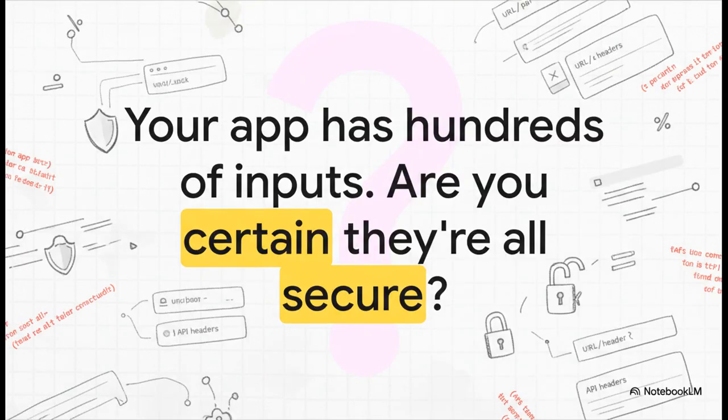So I want to leave you with this one thought. Think about the application you're working on right now. It probably has hundreds, maybe even thousands of different inputs. URL parameters, API endpoints, form fields, headers. After everything we've just talked about, can you say for certain that every single one of them is secure?